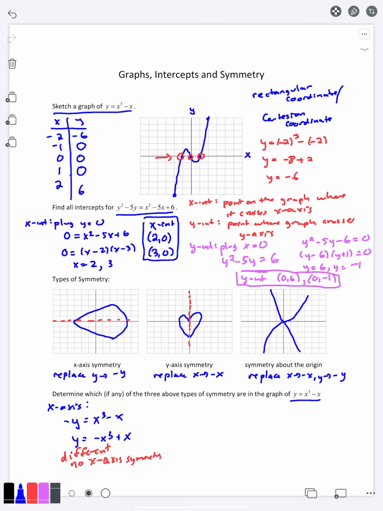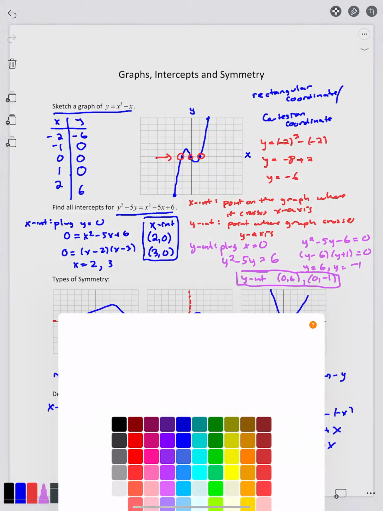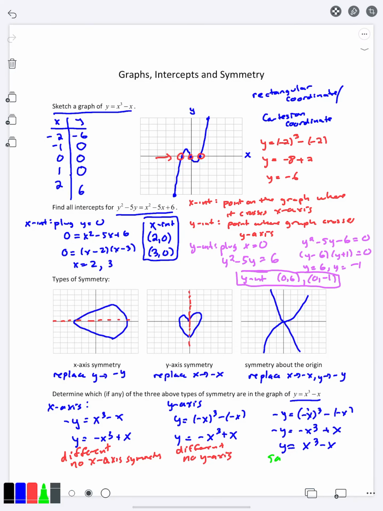For the next one, if I want to check the y-axis symmetry, I replace the x with negative x. And this time I would have negative x cubed plus x. Again, that is different. So that means there's no y-axis symmetry. And for the last one, I replace y with negative y and x with negative x. And then once I go ahead and divide by the negative there, I get y is x cubed minus x. And this right here, this is the same. And so that means that there is origin symmetry.